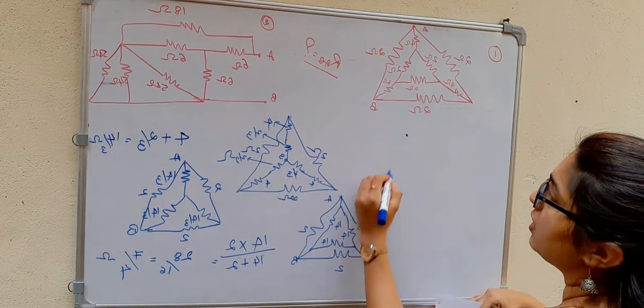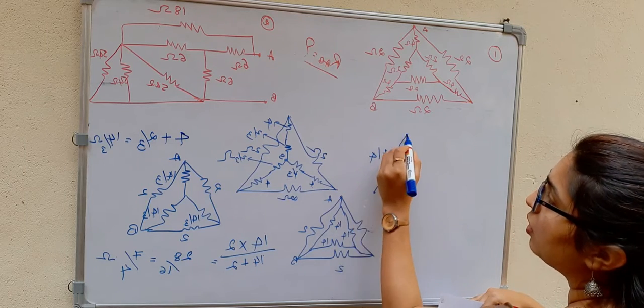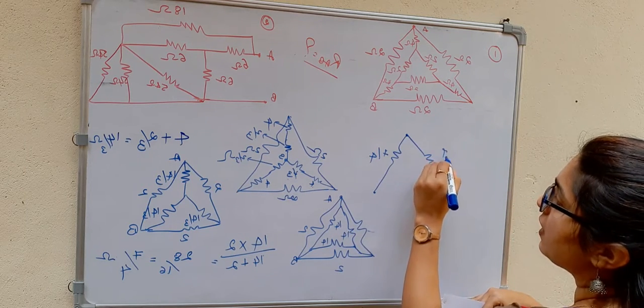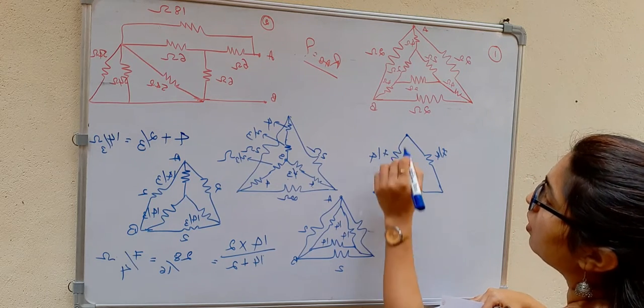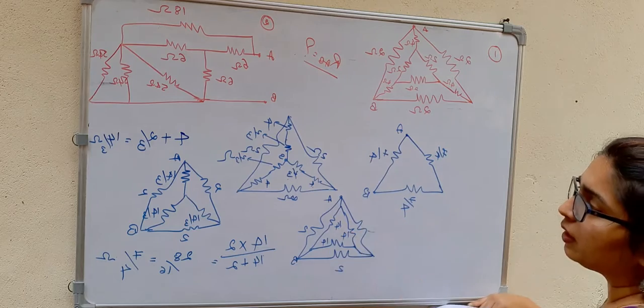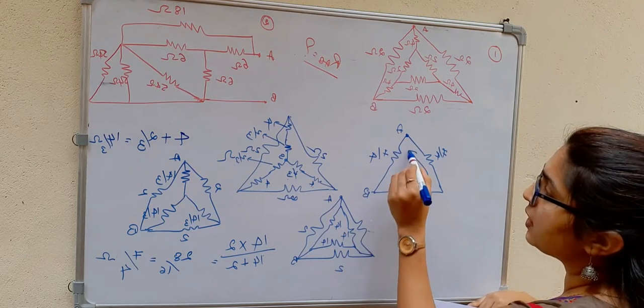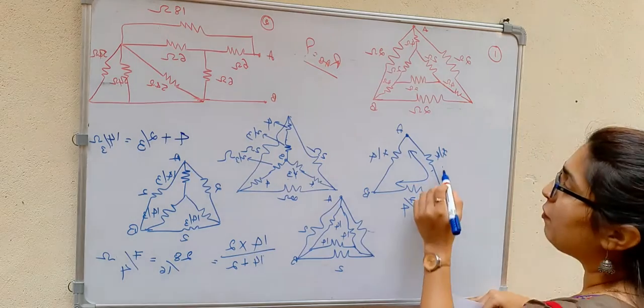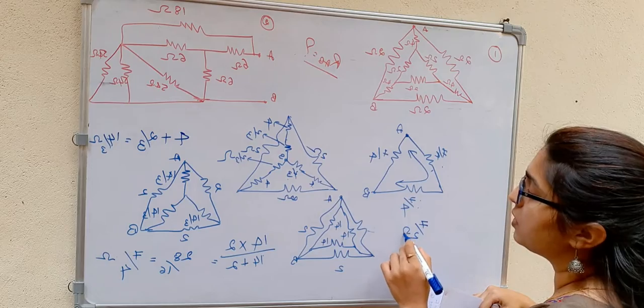Now I can write, these are the two terminals. Here we got 7 by 4. Here also we got it as 7 by 4. Here we got it as 7 by 4. These are the terminals A and B. Now we have to find from A to B, means these two are in series, right? So 7 by 4 plus 7 by 4, it will be 7 by 2 ohms.